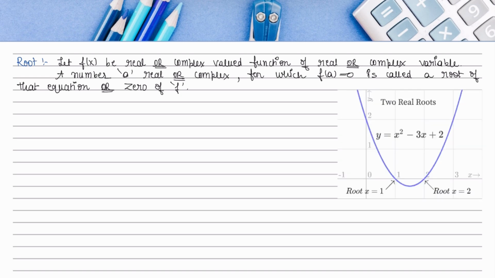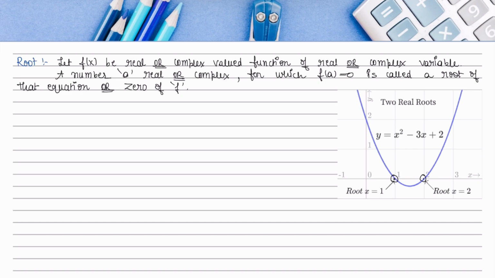Let us make an understanding with the help of a graph of y is equal to x square minus 3x plus 2. This is a quadratic equation with roots as x equals 1 and x equals 2. If x equals 1 is a root of the given equation, then the graph of the equation will definitely cut the x-axis at the point 1. And similarly, if x equals 2 is a root of the equation, then the graph will cut the x-axis at the point x equals 2.